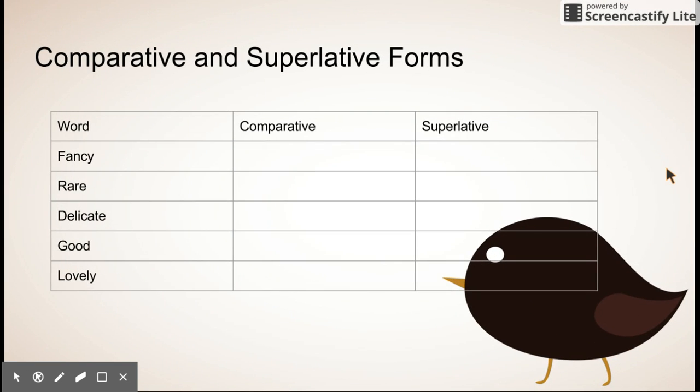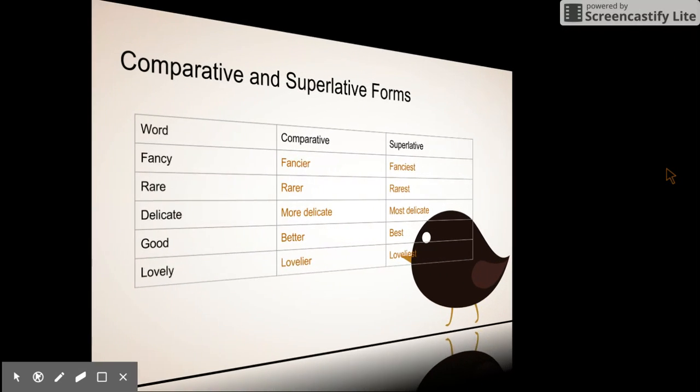So I want you to think about the comparative and superlative forms of all of these adjectives. And in this case, spelling actually does matter. So you want to think about what happens if you add a suffix to these words, or if you're adding the more or most to these words. So take a minute and look at these, write them down. Number 1 is fancy. Then we have rare, delicate, good, and lovely. Let's see how you did.